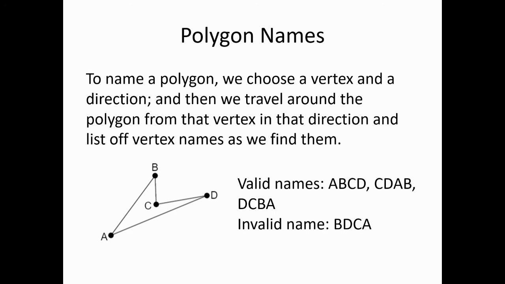One possible invalid name would be BDCA. And notice the reason why that's invalid. As we go from B to D, we skipped a vertex. We either skipped C or we skipped A, depending on the direction that we travel around, but we did skip a vertex. So you have to go from vertex to adjacent vertex in some direction.